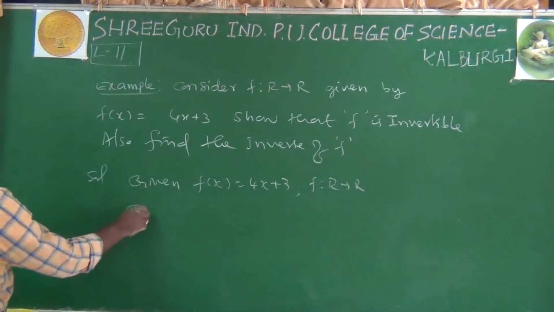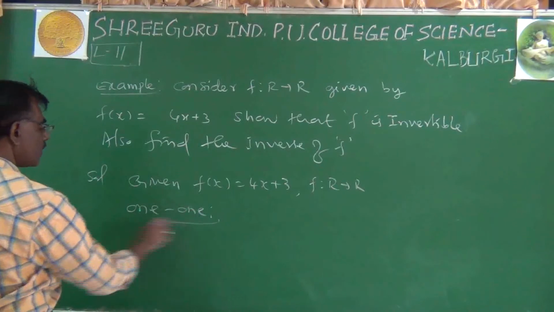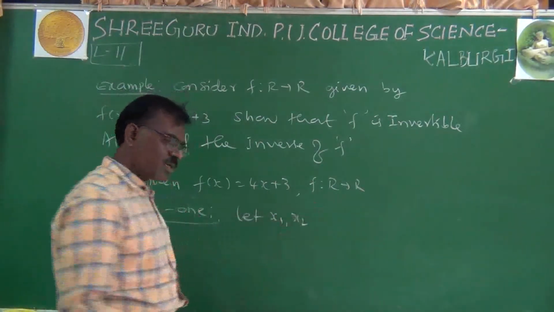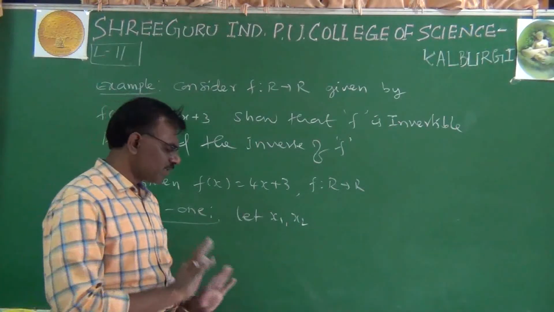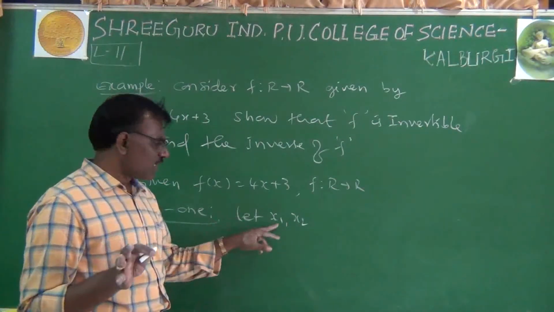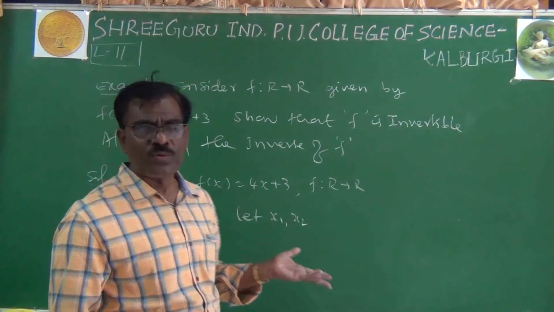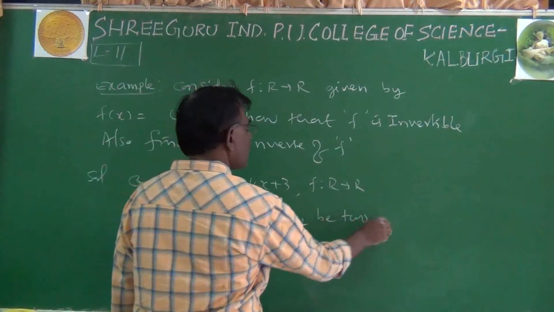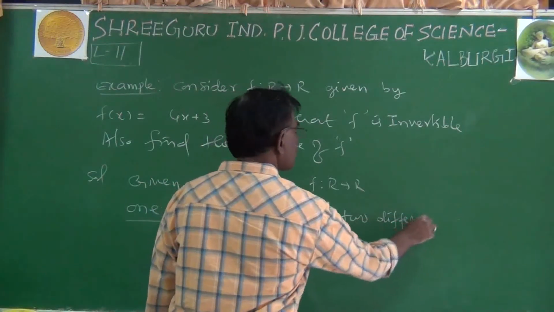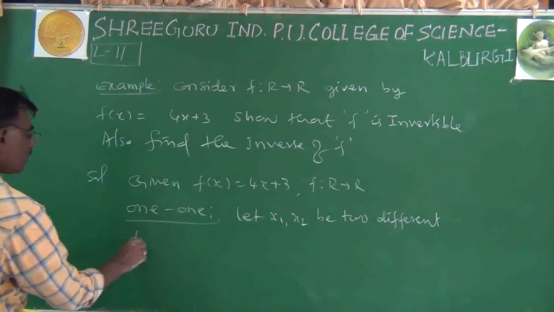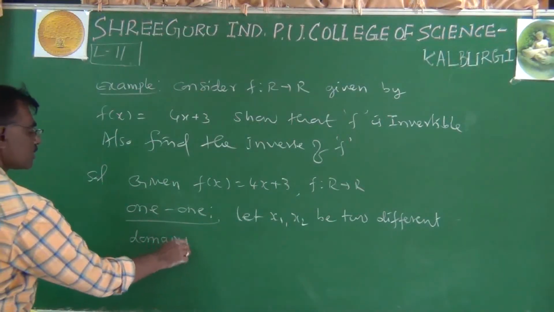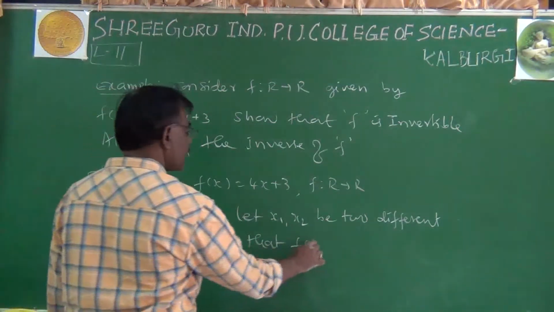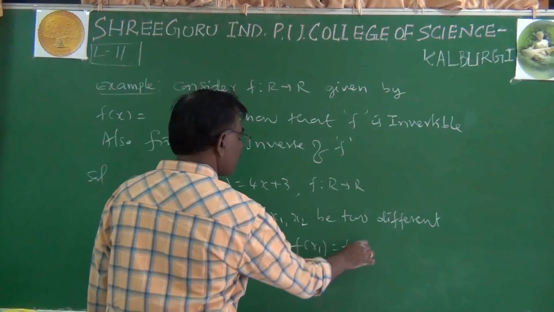Now I am taking one-one. This is very important. Let x1 comma x2 (some textbooks give x comma y; you can take any, even x1, y, x2, z1, z2, any two elements of the domain) be two different elements of the domain such that f of x1 equal to f of x2.